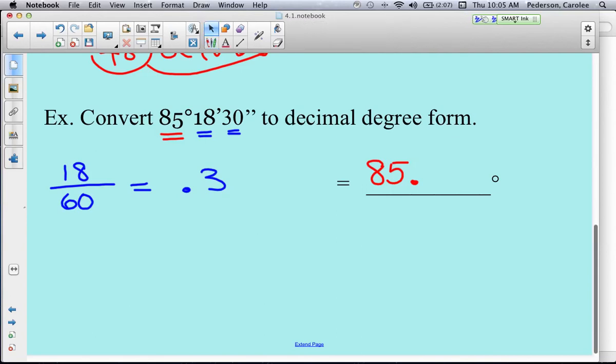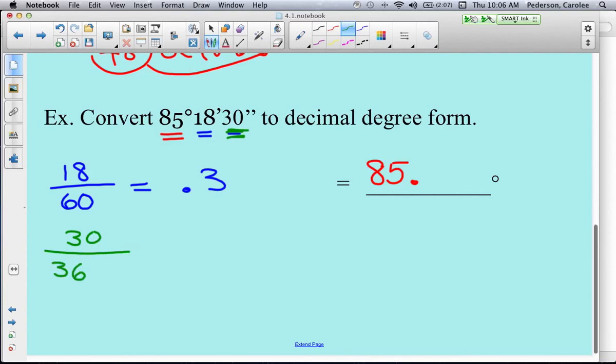Let's just change colors. Then I'm going to convert 30 seconds, which is 1 out of 3,600ths of a degree. We have to do 3,600 now. So 30 divided by 3,600ths of 1 degree. Very small number, right? 0.0 what? 83. All right.